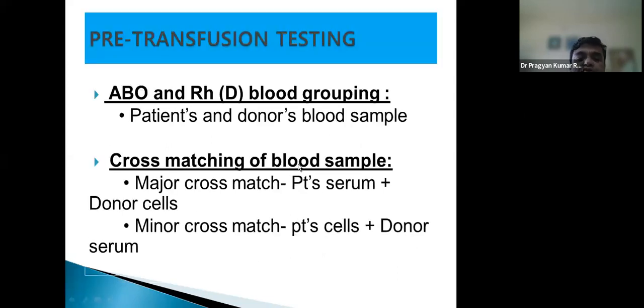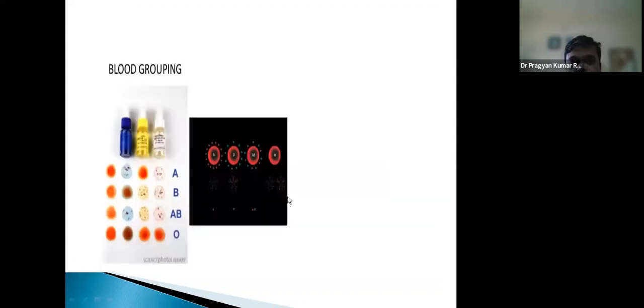What tests do we need to do before transfusion? Number one is ABO and Rh blood grouping. Patient's and donor's blood samples are collected. They are cross-matched for blood grouping and Rh typing so that there won't be any reaction. Major cross-match is between patient serum and donor cells. Minor cross-match is between patient cells and donor serum. So what we need to understand is that donor RBCs are cross-checked with the patient's serum. This is how we check for blood grouping.